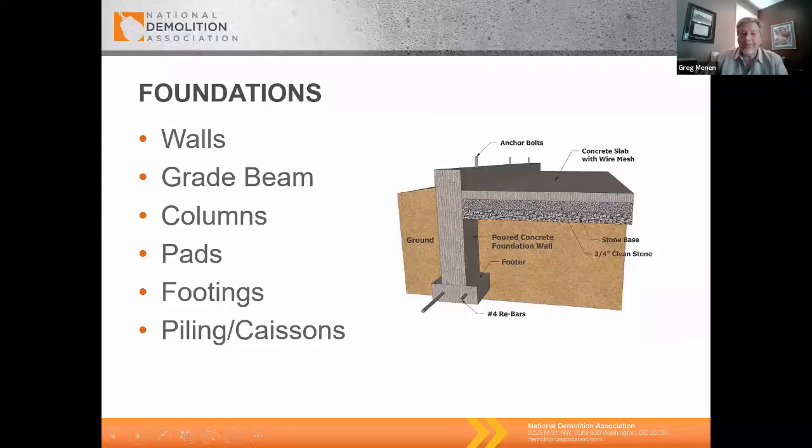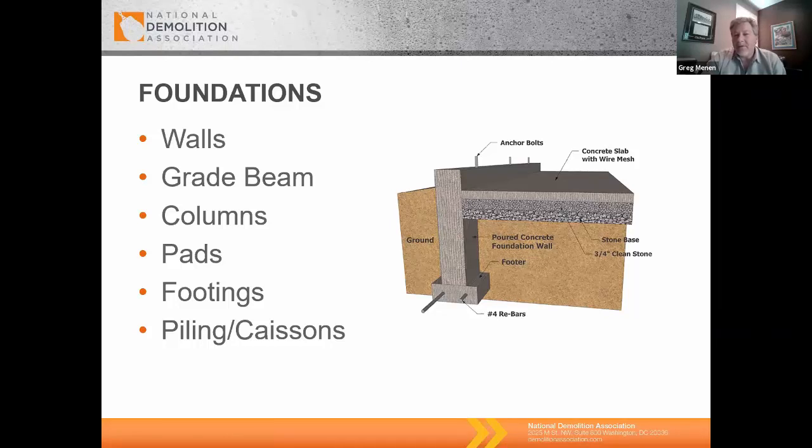Okay. We go into the different types of foundations, and the reason we do this is we try and understand, when it comes to the foundations and those requirements, what is needed. We talk about the grade beams, the columns, the pads, especially pilings, the caissons.